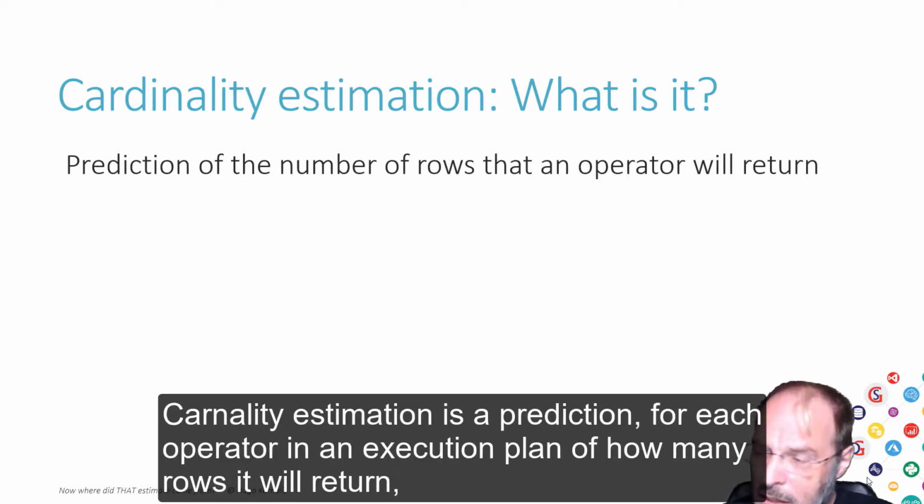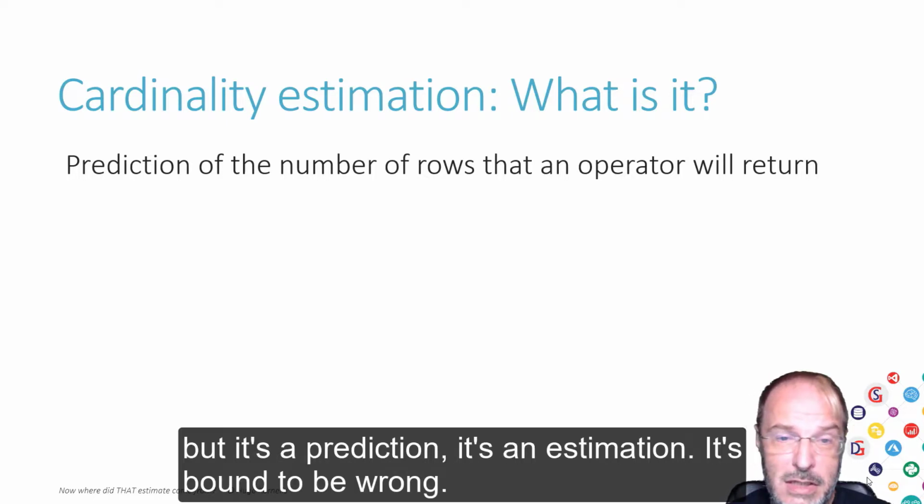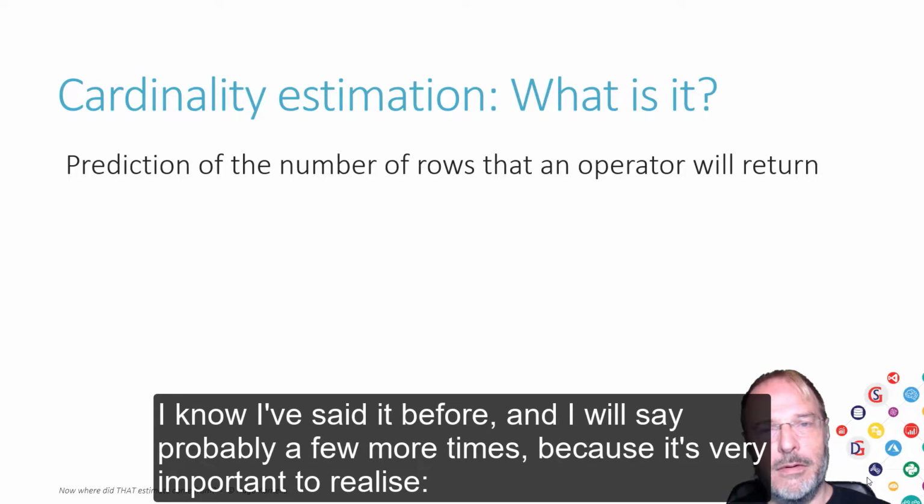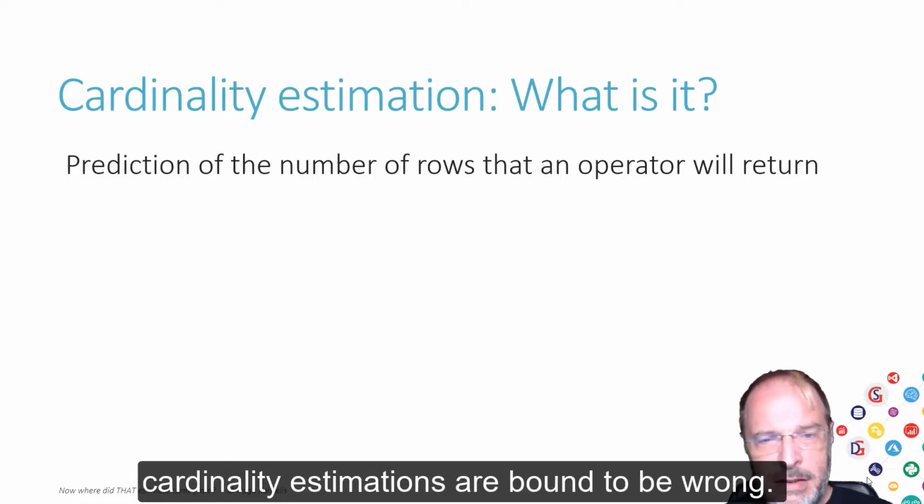Cardinality estimation is a prediction for each operator in an execution plan of how many rows it will return. But it's a prediction, it's an estimation, it's bound to be wrong. I know I've said that before, and I will say it probably a few more times because it's very important to realize cardinality estimations are bound to be wrong.